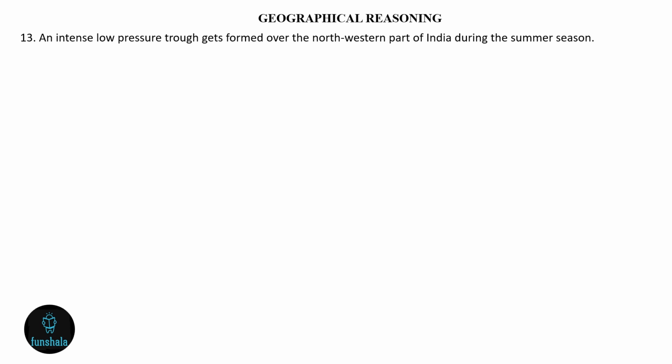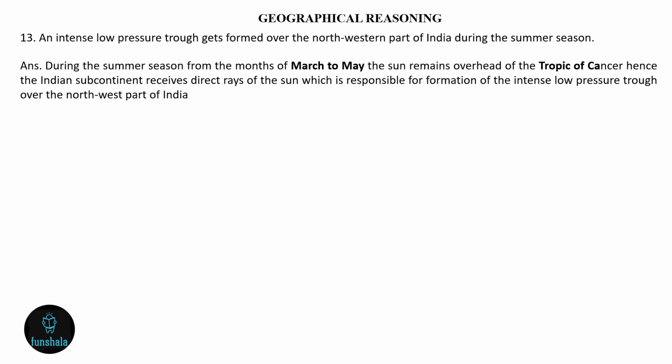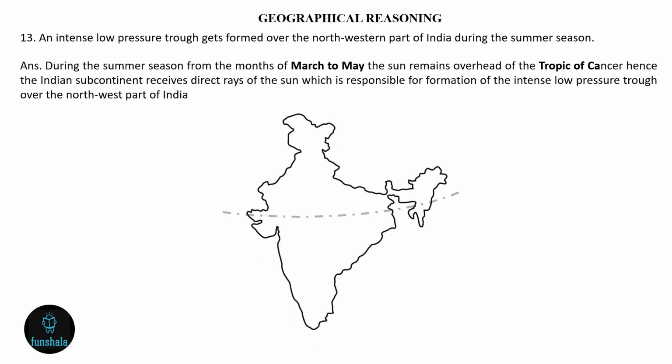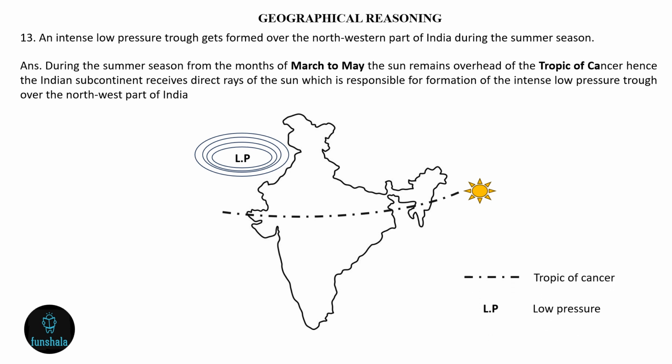Now see, this is a very important question as the answer needs a brief description of the overall process of the Indian climate. During the summer season, from the months of March to May, the sun remains overhead the Tropic of Cancer. Hence, the Indian subcontinent receives direct rays of the sun, which is responsible for the formation of the intense low pressure trough over the northwest part of India.